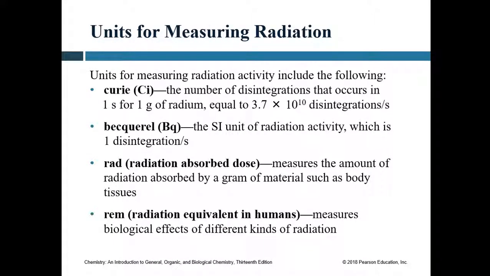Now then, units for measuring radiation activity include the following. A Curie, as in Madame Curie, a becquerel, a rad, a radiation absorbed dose, or a REM, radiation equivalent in humans, which measures the biological effects of different kinds of radiation. The rad measures the amount of radiation absorbed by a gram of body tissue, so per gram.